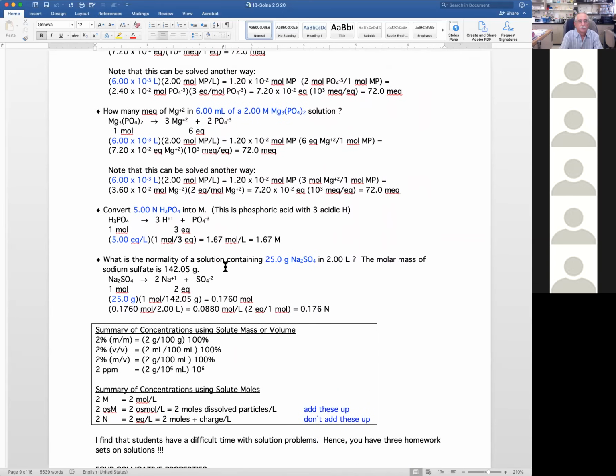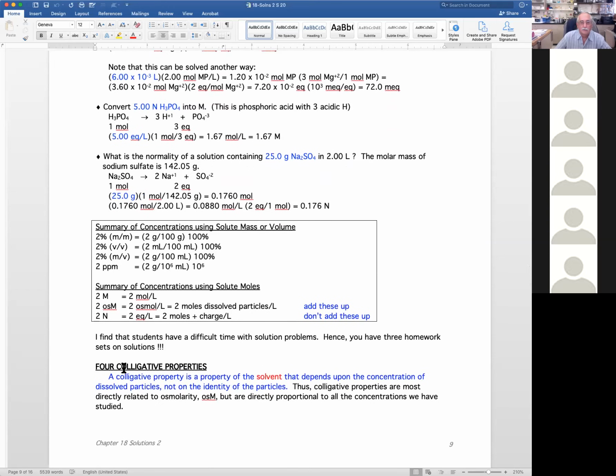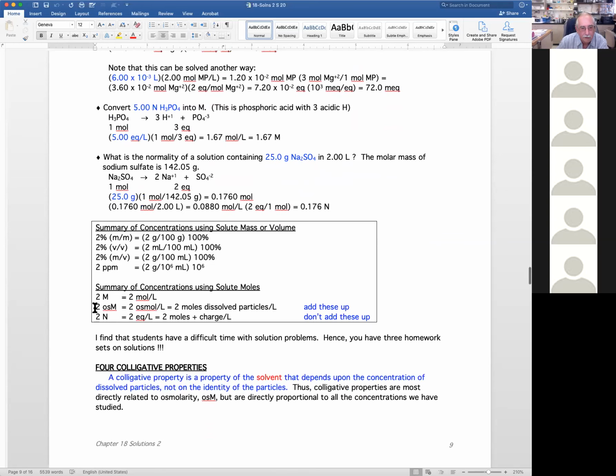So anyway, to summarize, here's our 7 types of concentrations. These are the ones that are based upon solute mass or volume, right? Mass per mass, volume per volume, mass per volume. And what's related to mass per volume, of course, is ppm, ppb, ppt. And then here's the ones that are based upon moles in some way. So moles per liter, osmoles per liter, equivalents per liter. These you add up, equivalents you don't add up.